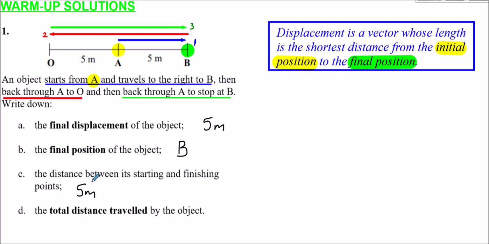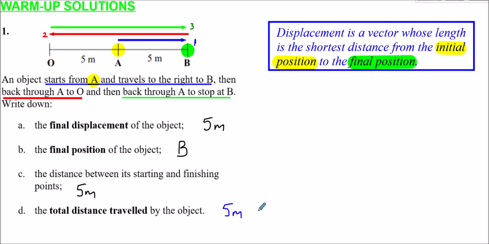Now, the distance may have been 5 meters if, for example, it had finished at O. And if it had finished at O, the displacement would have been -5 because it had been 5 to the left of its starting place of A. Because, however, it finished at B, it's positive 5 metres. It's 5 metres to the right of A. Now D, the total distance travelled by the object, well, as you can see in the first step, it goes 5 metres from A to B.